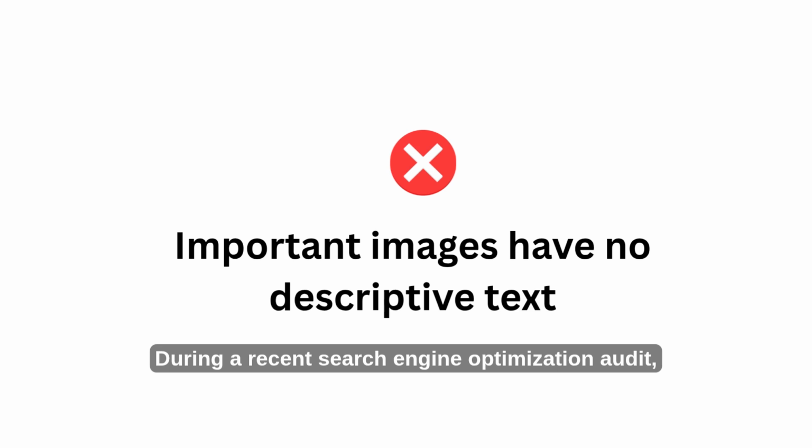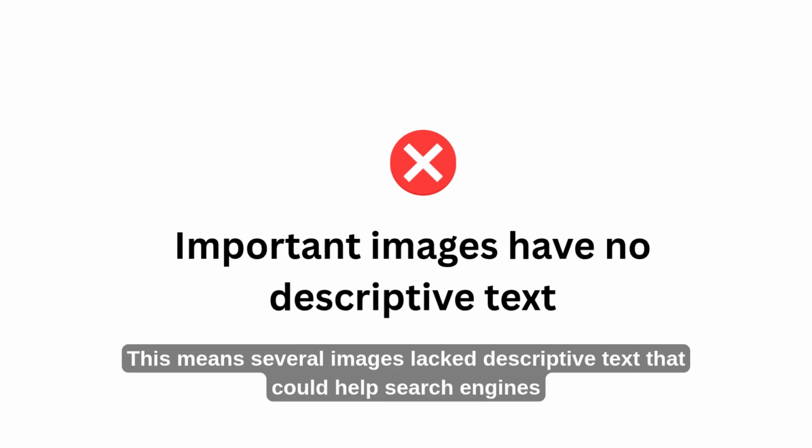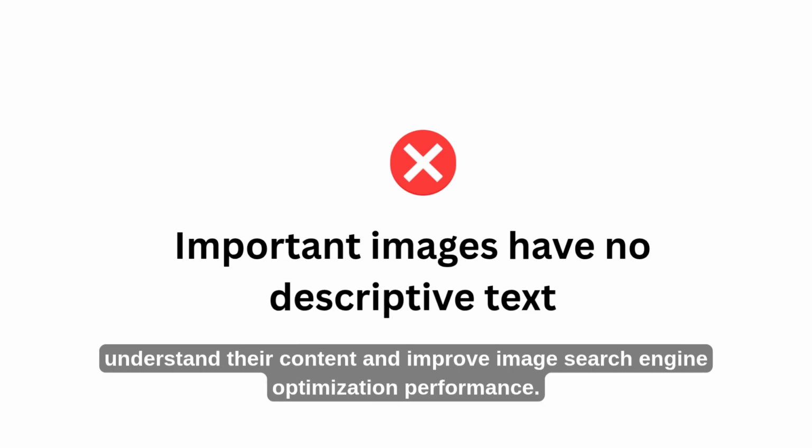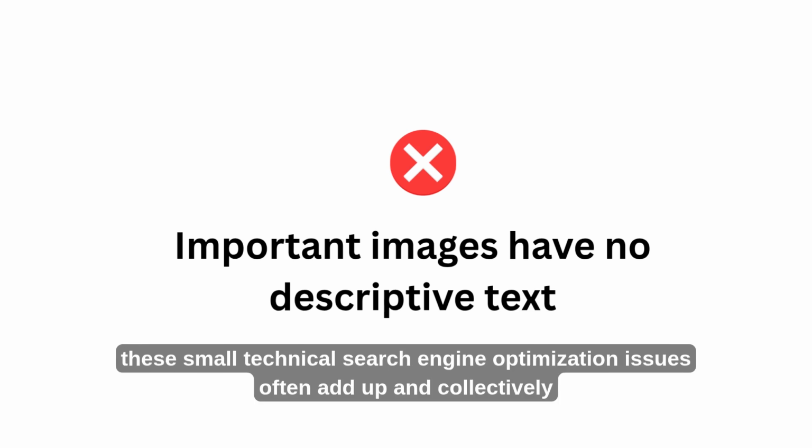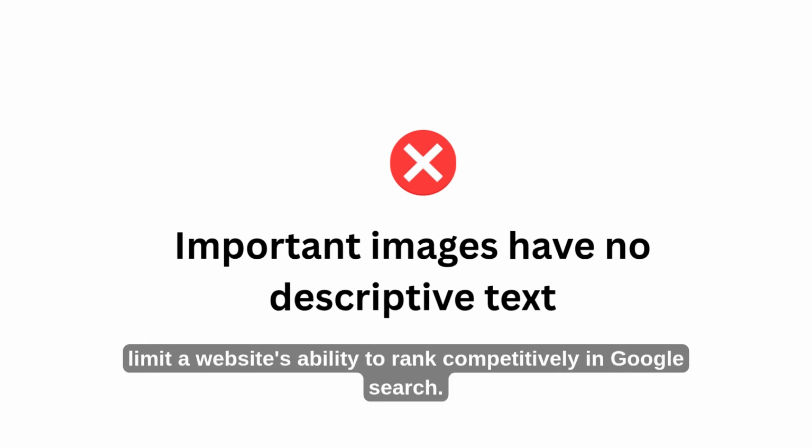During a recent search engine optimization audit, I found that the website contained 12 images missing alt attributes. This means several images lack descriptive text that could help search engines understand their content and improve image search engine optimization performance. While a few missing alt tags may seem insignificant, these small technical search engine optimization issues often add up and collectively limit a website's ability to rank competitively in Google search.